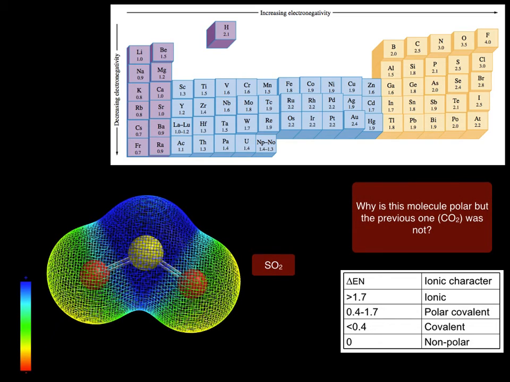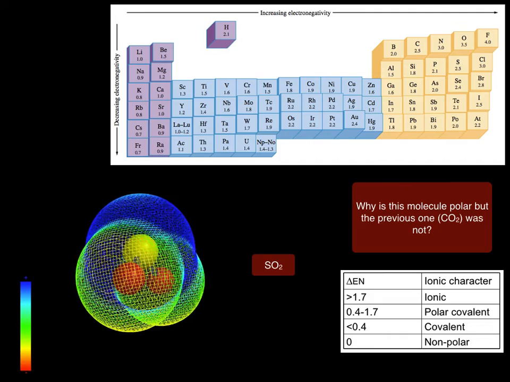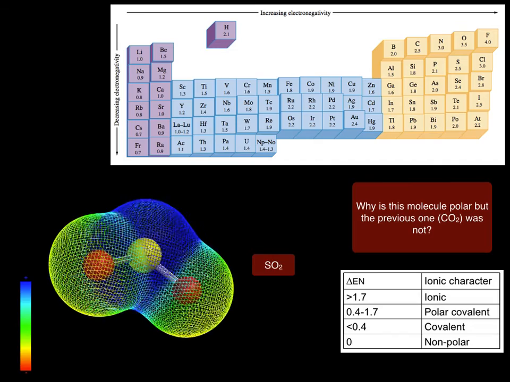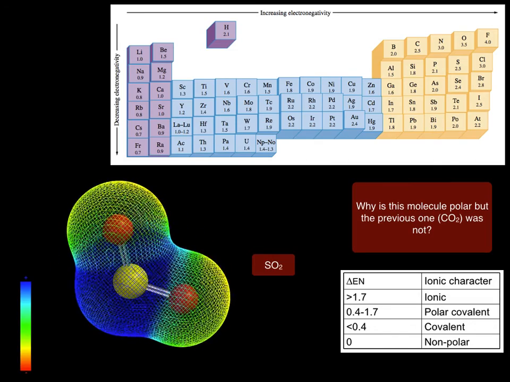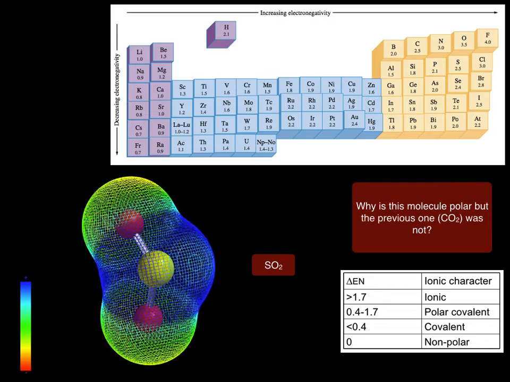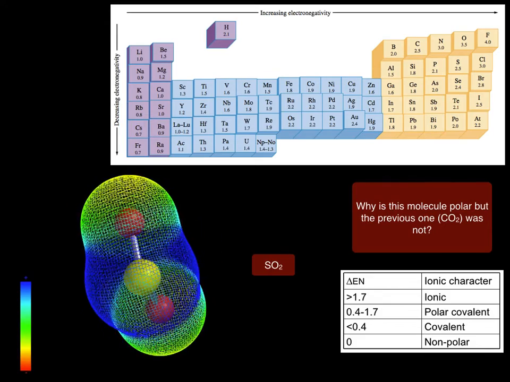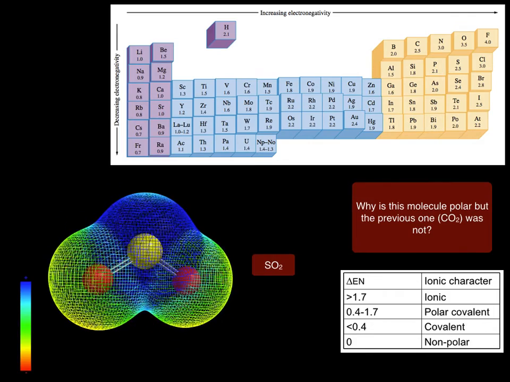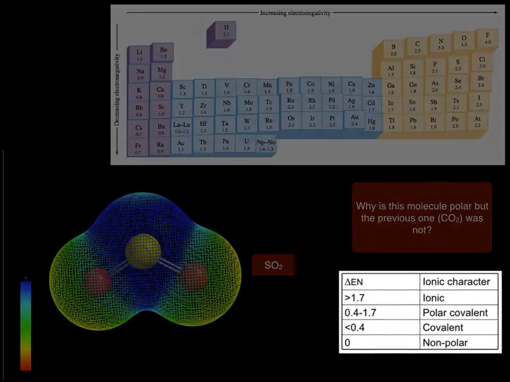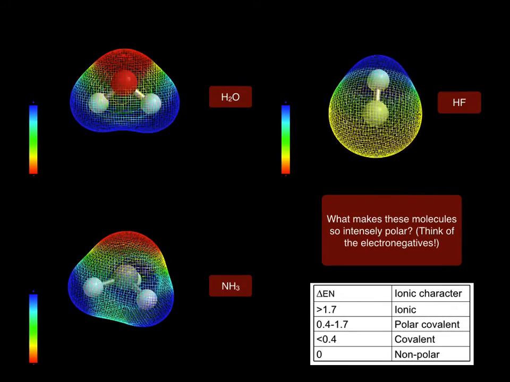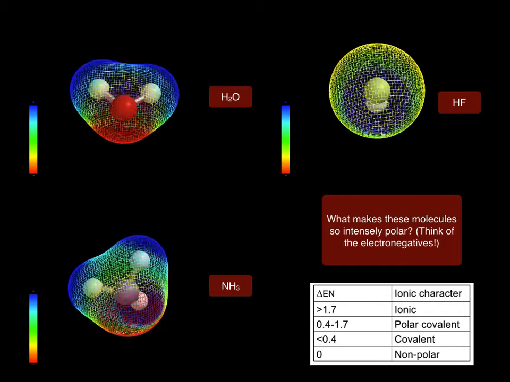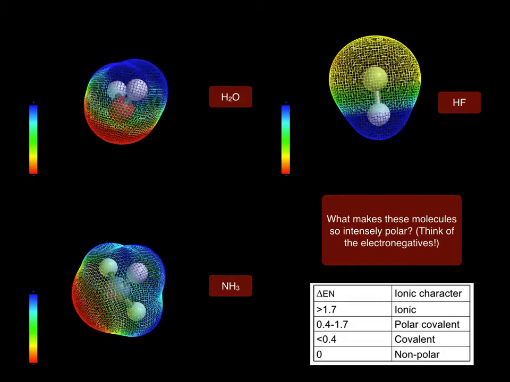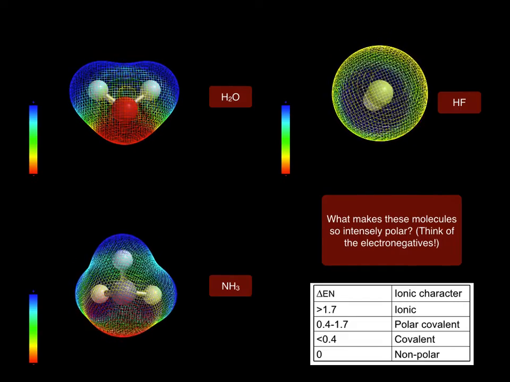In the case of sulfur dioxide, however, each bond is polar in the direction of each oxygen atom, and since the molecule is V-shaped, there is also an overall dipole moment in the molecule in the direction of the oxygen end. Here we see some of the most polar molecules that you will encounter in our course: HF, H2O, and NH3.